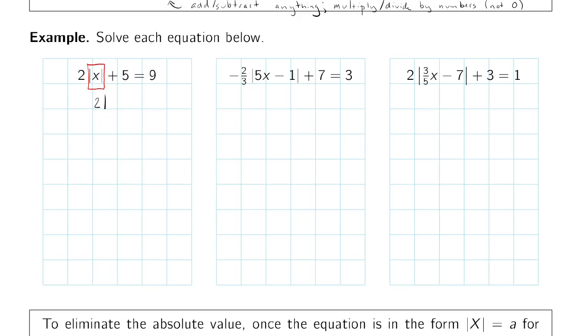I've got 2 times the absolute value of x is 9 minus 5 is 4. And then I want to get rid of the 2, so I'll divide both sides by 2. I've got absolute value of x is 2. And now the absolute value is isolated. I have absolute value equal to some positive number. I'm thinking x is one of the numbers whose absolute value is 2. So it could be that x is negative 2. It could be x is 2.